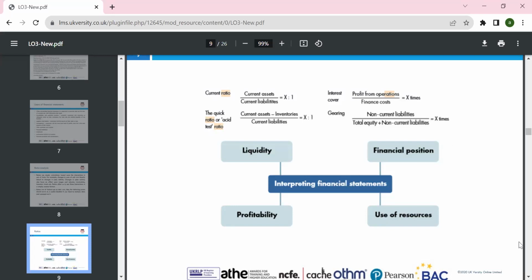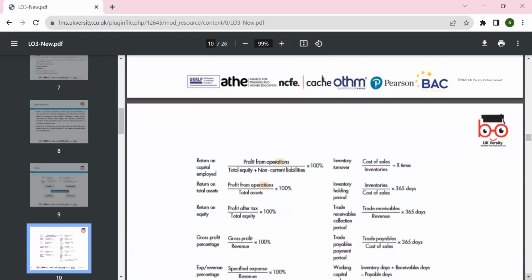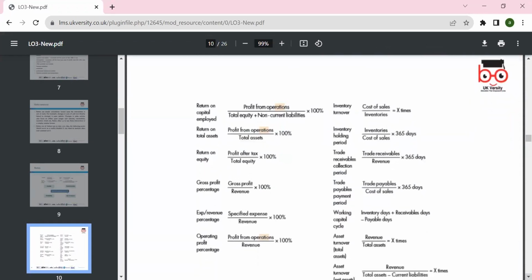So next we look at profitability and use of resources. Of course, there are a number of ratios, but we are using some of them. Return on capital employed, ROCE, is one of the most important. Profit from operation you can find in the statement of comprehensive income, or income statement, profit and loss. Total equity figures you can get from the balance sheet, plus your non-current liability figures.